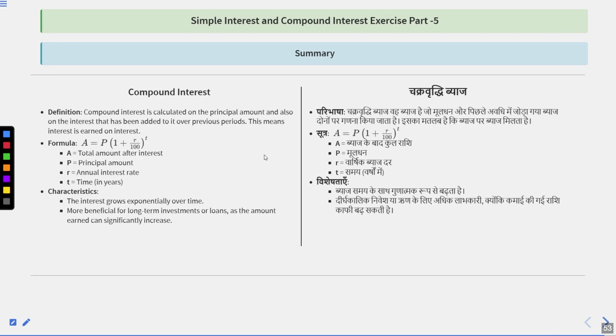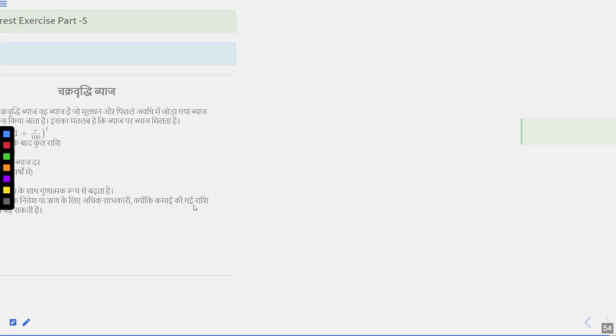Now, what is compound interest? Compound interest is calculated on the principal amount and also on the interest that has been added to it over previous periods. This means interest is earned on interest. Clear? The formula is amount A equals P into (1 plus R upon 100) whole power T. A represents the total amount after interest, P the principal amount, R the annual rate of interest, and T the time. Characteristics of compound interest: the interest grows exponentially over time, it is more beneficial for long-term investments or loans, and the amount earned can significantly increase. Thank you.